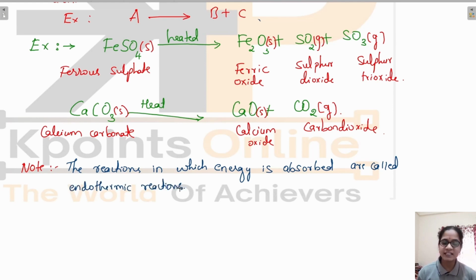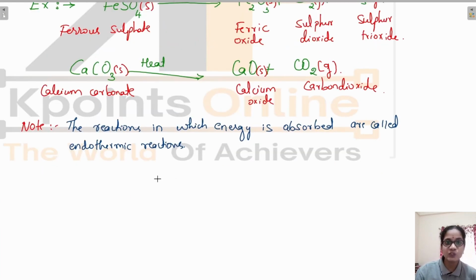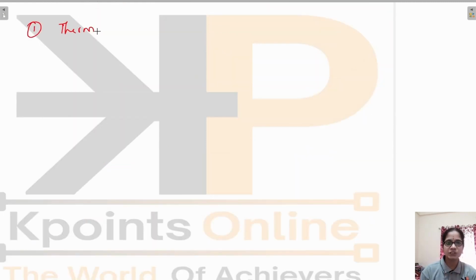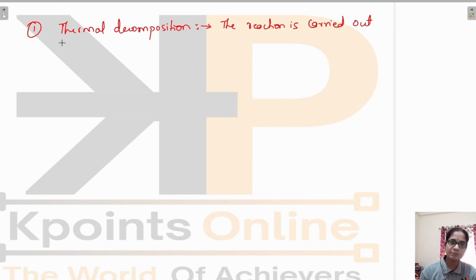So based on the type of energy that is used in the decomposition reaction, we will come across three types of reactions here. Based on the type of energy that is absorbed during a reaction, we classify decomposition reaction into thermal decomposition, photolytic decomposition, and electrolytic decomposition. Okay, thermal decomposition. In a decomposition reaction, when it is carried out in the presence of heat, we call it thermal decomposition.